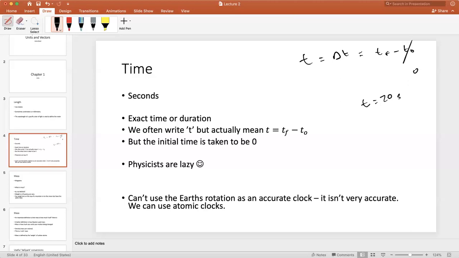So essentially the unit is seconds. We'll often go down to milliseconds, which are thousandths of a second. And we use atoms, the vibration of atoms, to set what is the standard length of a second. And then just remember that when you see t in an equation, it oftentimes means t final minus t initial, but t initial is being taken as 0, okay?